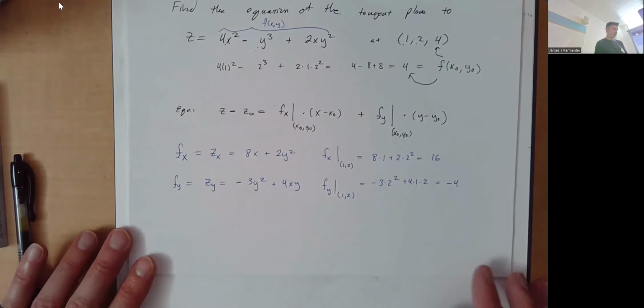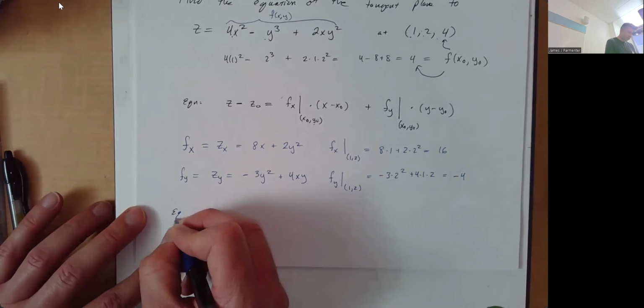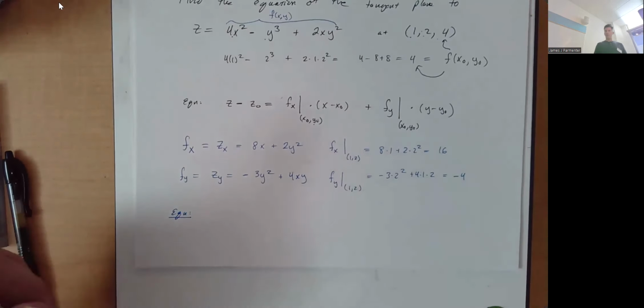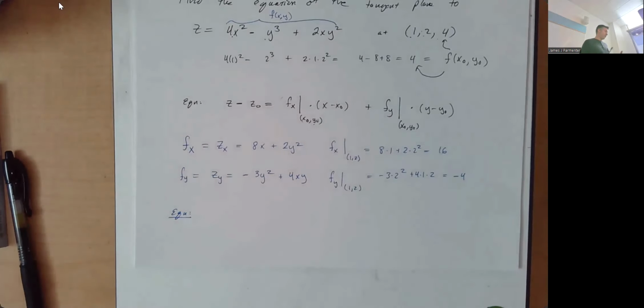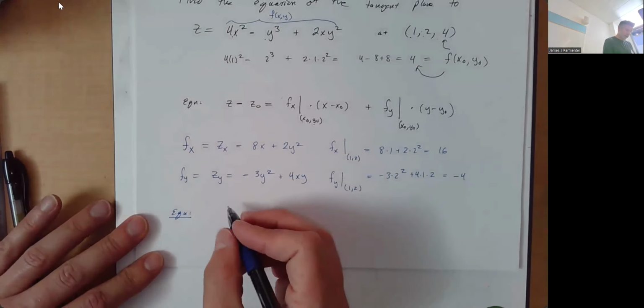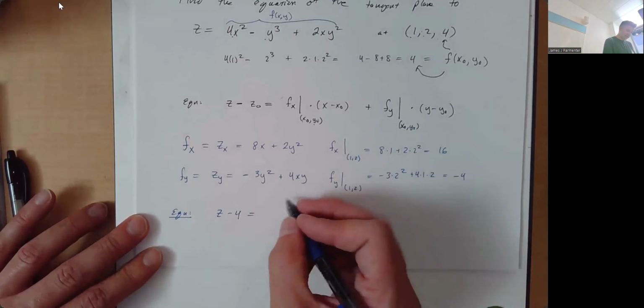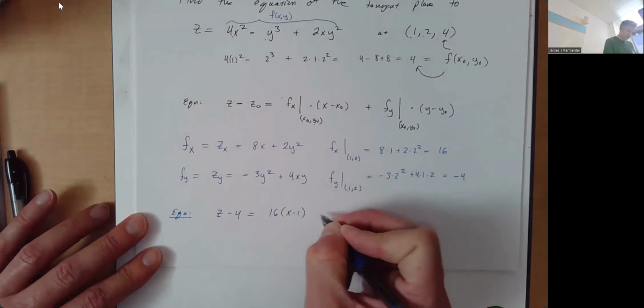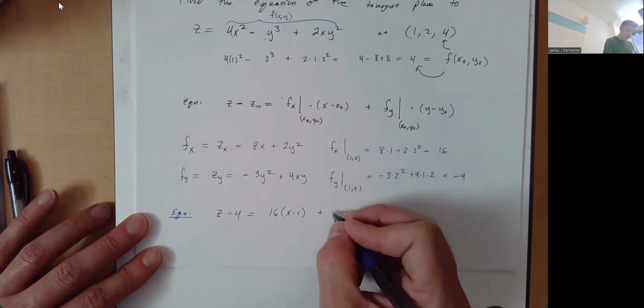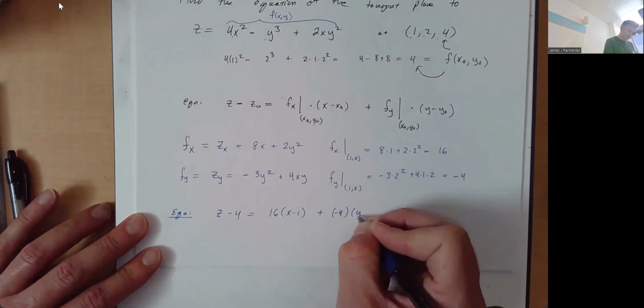So then my equation of the tangent plane is going to be, and a few people asked me about this one, like there was on the web work, when you're writing the equation of a plane, you have to write z equal to something or z minus the value equal to something. If someone says find the equation of something, you have to have something equal to something else. It can't just be what the function is. It has to be something equal to that function. So I'm going to write it as z minus 4 equal to my fx, which is 16 times x minus 1, plus my fy, which is negative 4 times y minus 2.